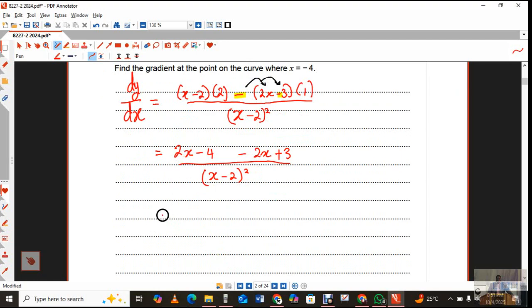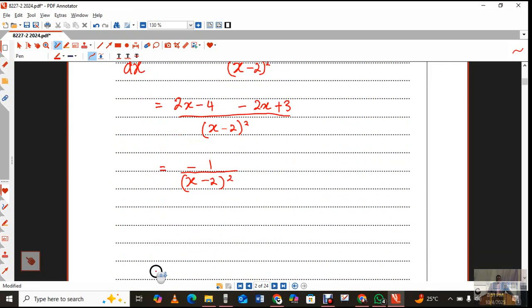So on top we can actually clear up. Then you're going to have -1 remaining because the 2x is cancelled. -4 plus 3 is -1, everything over (x minus 2) all squared. So what do we have? We have the derivative function now.